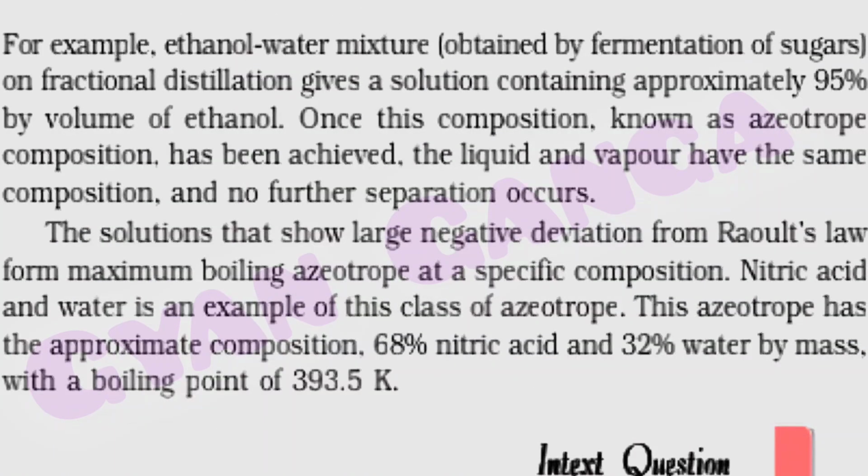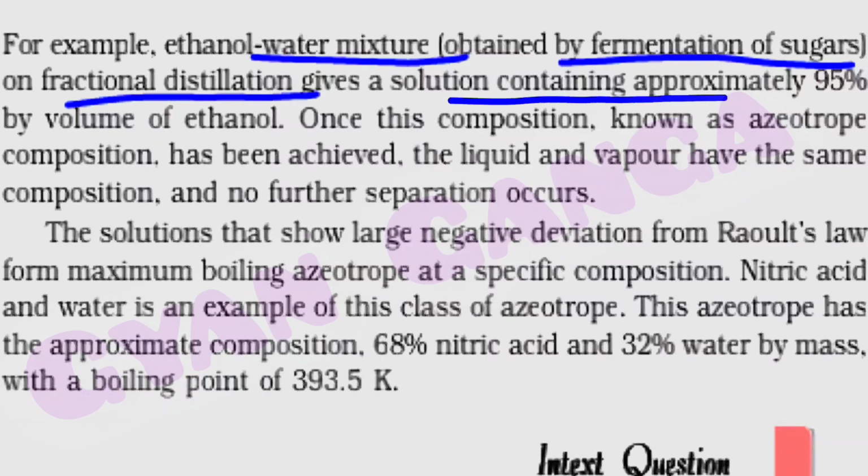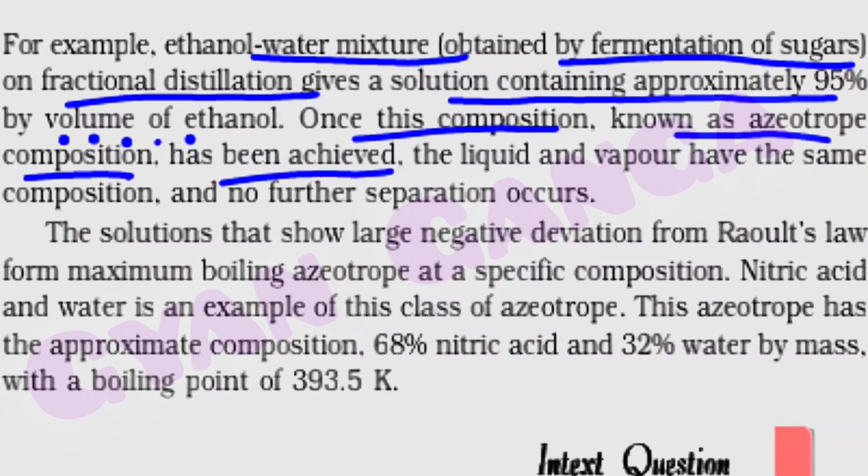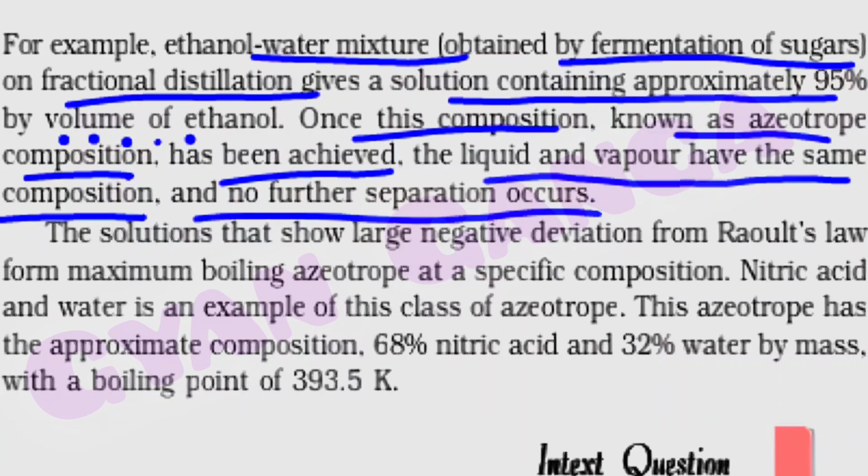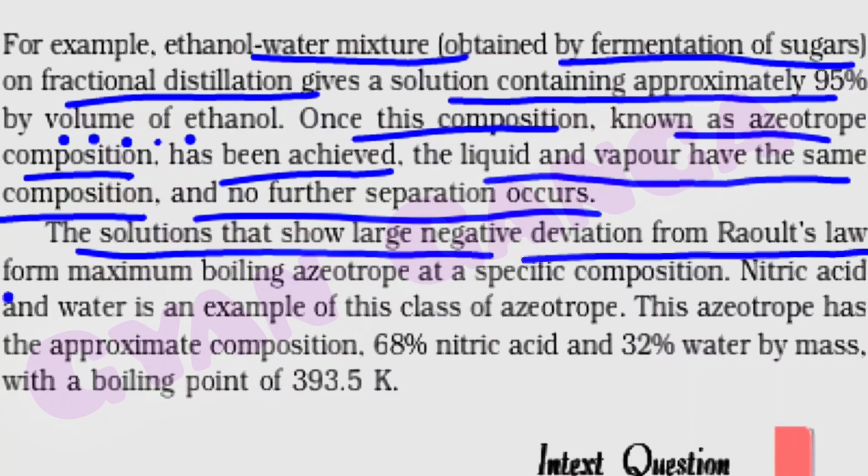For example, an ethanol-water mixture obtained by fermentation of sugar, on fractional distillation, gives a solution containing approximately 95% by volume of ethanol. Once this composition, known as the azeotropic composition, has been achieved, the liquid and vapor have the same composition and no further separation occurs. The solutions that show large negative deviation from Raoult's law form maximum boiling azeotropes at a specific composition.